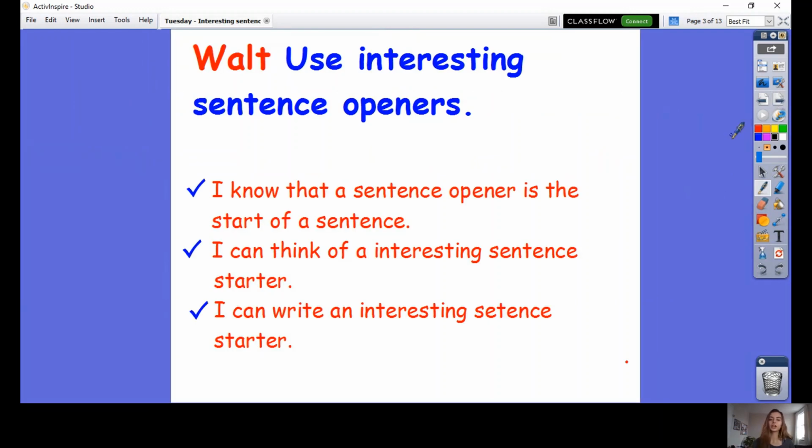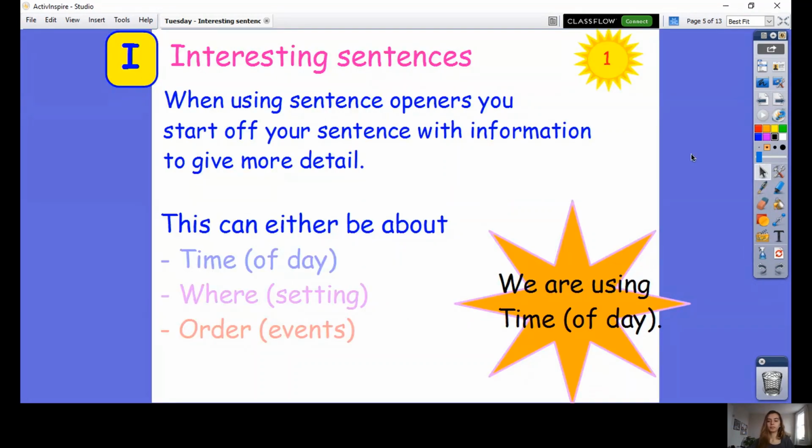Okay, today we are going to be using interesting sentence openers, and we've done this before. You need to know what a sentence opener is. You can think of an interesting sentence starter, and you will be able to write one today in your build-up. So we can make a sentence interesting by using a sentence opener or a sentence starter. And you can start off your sentence with information to give more detail. They can either be about time, the time of day, where, so where is it set, or the order of the events. So let's think of some examples.